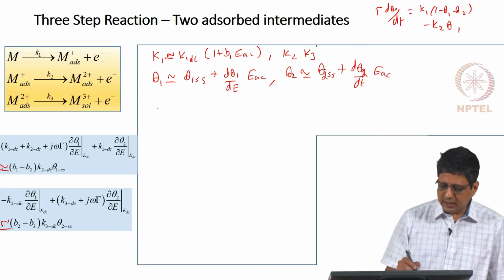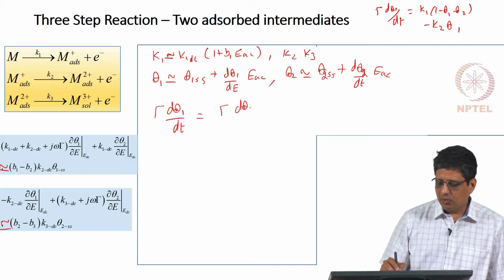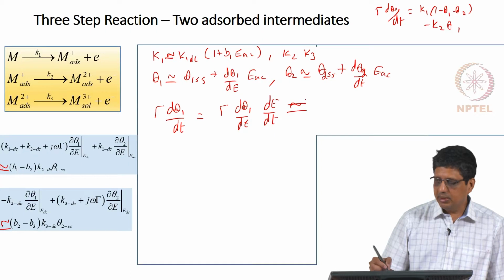So, the top expression gamma d theta 1 by dt, we always write it as gamma d theta 1 by dE into dE by dt, and that we know is not approximately, it is exactly equal to j omega gamma d theta 1 by dE multiplied by E AC.